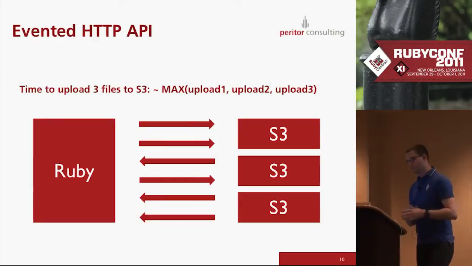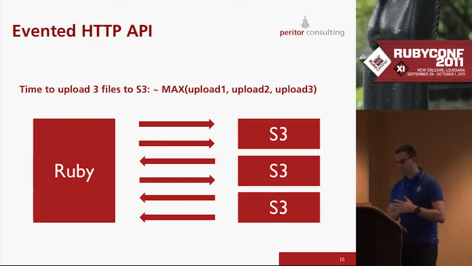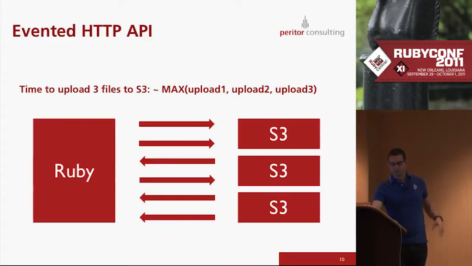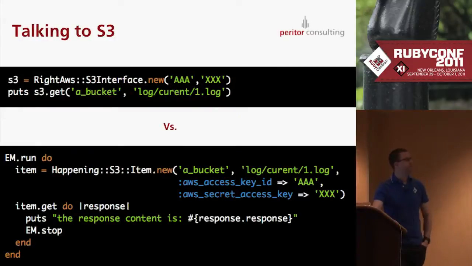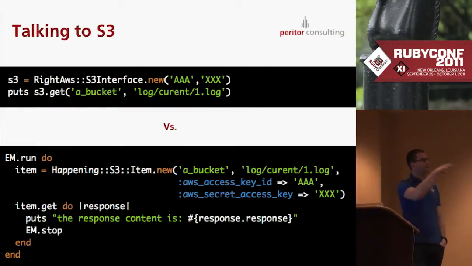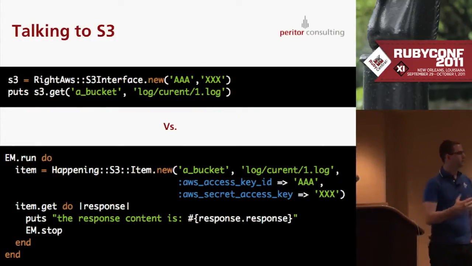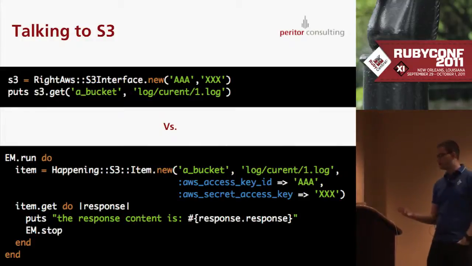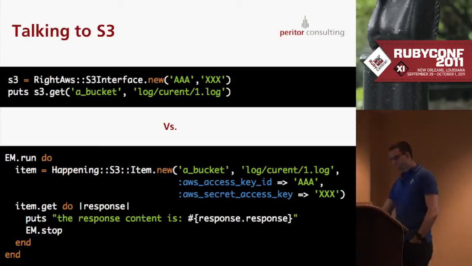So for example, in our case, we had, I think, a 6 times increase in throughput of managing all of those log files, just by doing it with Eventmachine. So this is the theory behind it. We also wrote a small library to do it. So this is the code if you would do it first with a synchronous call and then with Happening, that is a small library that we wrote.